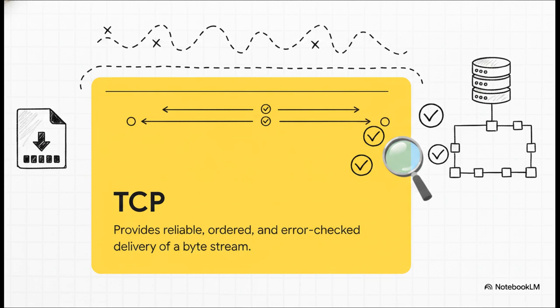If you're downloading a file, loading up a web page, or querying a database, you absolutely need TCP. It's a transport layer protocol that ensures every single piece of data arrives perfectly in order. It numbers every byte, demands the receiver send back acknowledgments, and it'll automatically retransmit any lost data segments.